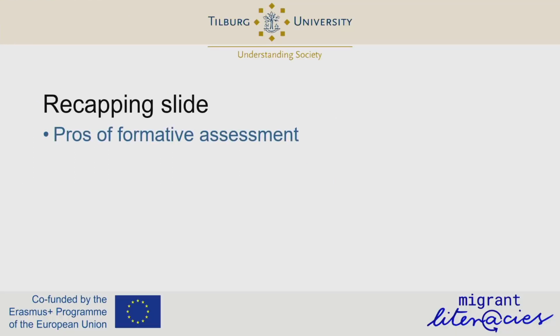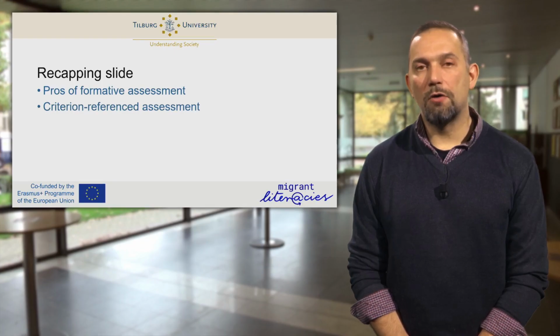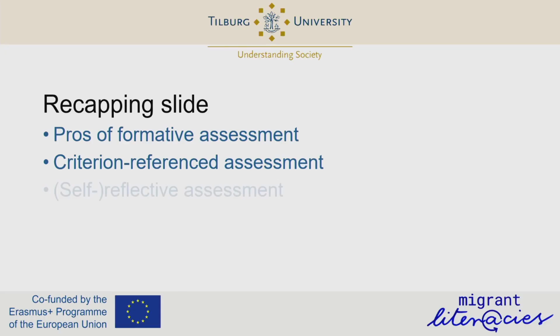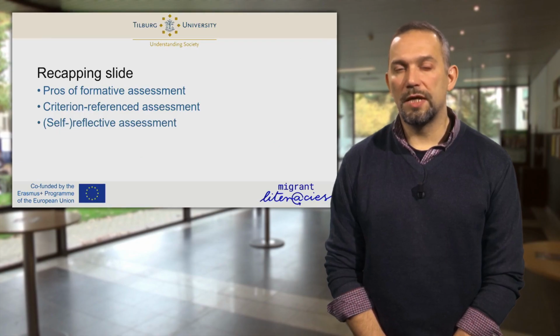So here we come to the recap slide of what we've been doing today. First of all, we've been looking at the pros, so the positive sides of formative assessment. Second, we moved to look into criterion-referenced assessment, and we looked at how this can be beneficial for our learners. Third, we've been looking at self-reflective assessment, and we'll be looking at the implication that self-reflective assessment has for our learners as well as for ourselves.